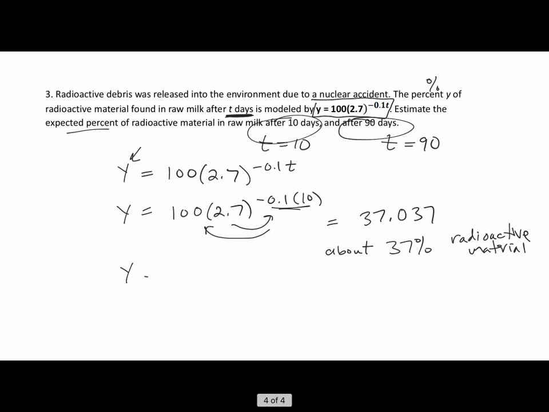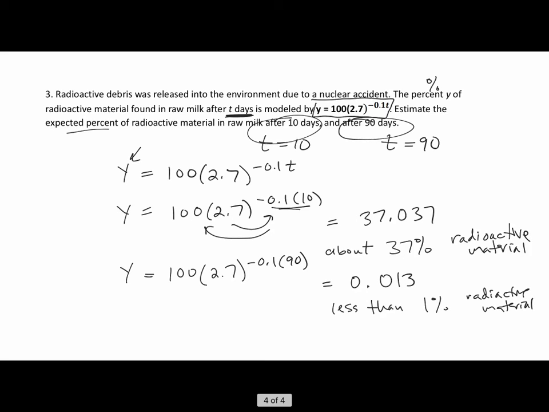And after 90 days, I hope that this is a lot less. Let's see. We'll put 90 in for T and put that into our calculator. And that should be 0.013. So that's not even 1%. Less than 1% radioactive material, which is good after 90 days. Most of that is decreased, so it's a lot safer then.